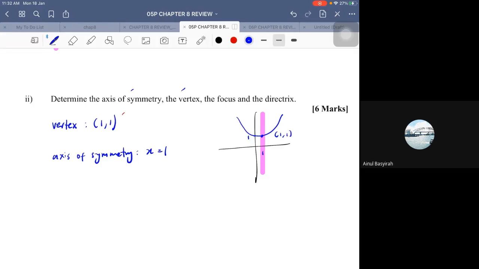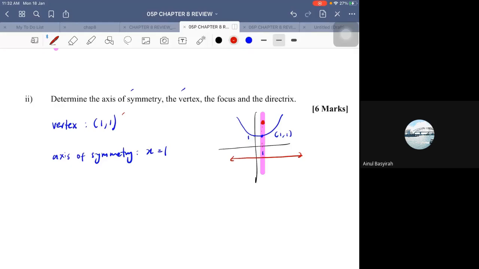Okay, and then next I'm going to find the focus. Dekat mana focus? So focus sentiasa berada dekat dalam kita punya parabola, dekat sini lah untuk kita punya focus. And where is going to be the directrix? Directrix dia dekat luar. So ni adalah kita punya directrix. So for this case, focus dekat atas, so directrix dia dekat bawah, and dia berkongsi nilai x yang sama. So nilai y sahaja yang akan berubah.